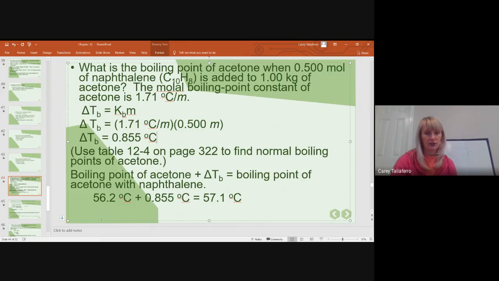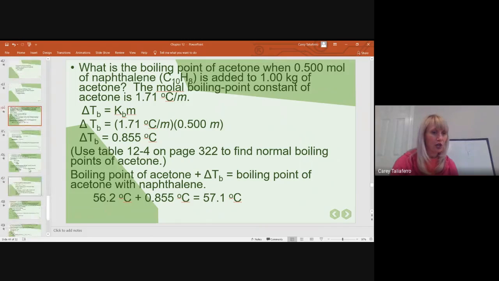So I add 56.2 degrees Celsius plus 0.855 degrees Celsius, and that gives me 57.1 degrees Celsius. So the new boiling point is about 0.9 degrees higher than the original. So that's how much it elevates, by 0.9 degrees Celsius. Now, this next problem that we're going to talk about deals with that particle molality concept. So let's look at that closely.